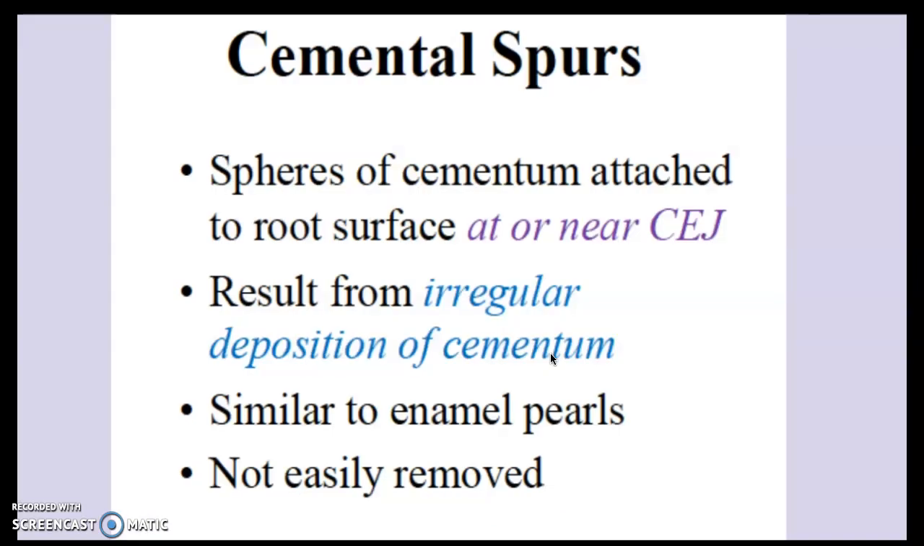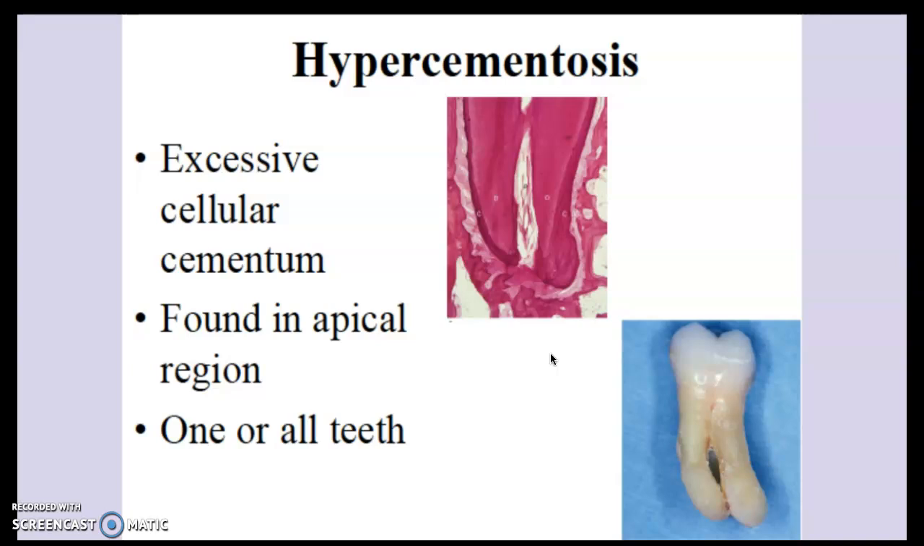Cemental spurs, these are spheres of cementum attached to the root surface at or near the CEJ. It results from irregular deposition of cementum. It is similar to enamel pearls and is not easily removed.